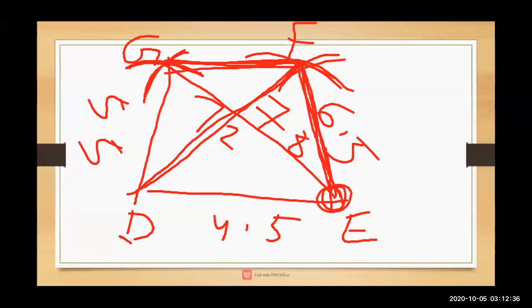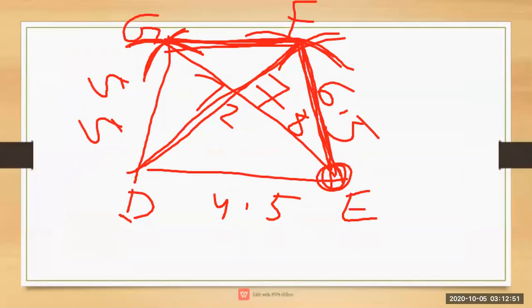Then last is what? Your diagonal. So here will be two diagonals. DF is your 7.2 diagonal and GE is your 7.8 centimeter diagonal. Now I hope you people have understood.